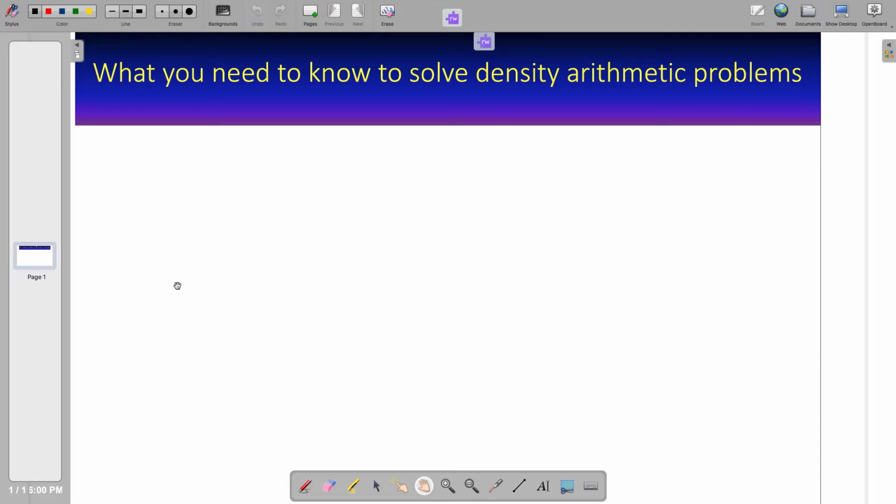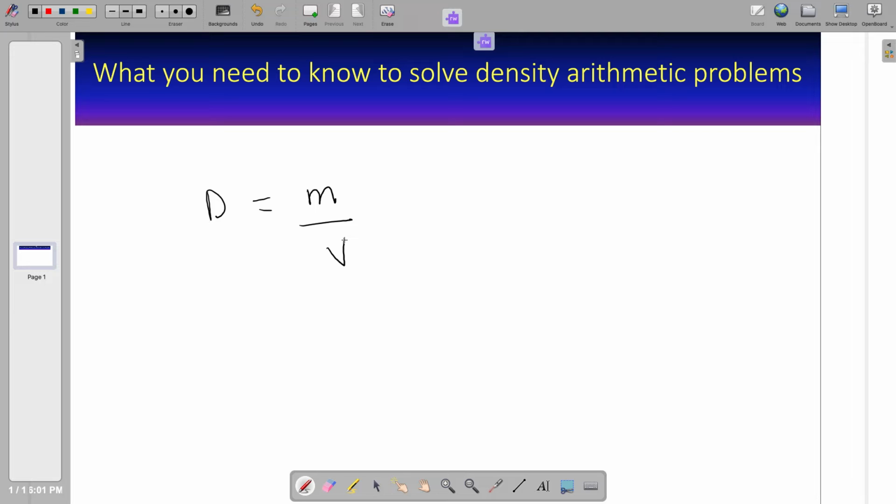Okay. So first of all, what is density? Density is a measure of how atoms or molecules pack in a given space. So mathematically, we can express density as a ratio of mass to volume. So I will write density D is equal to mass over volume.